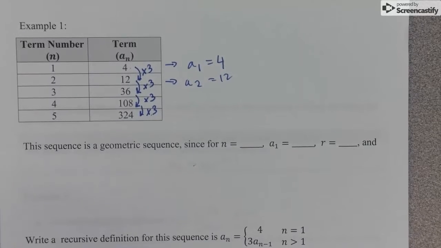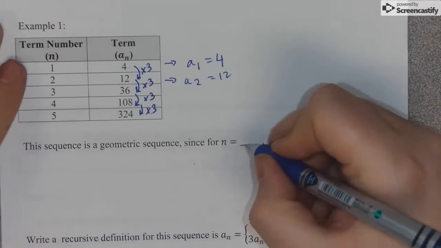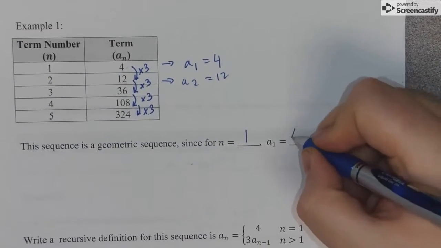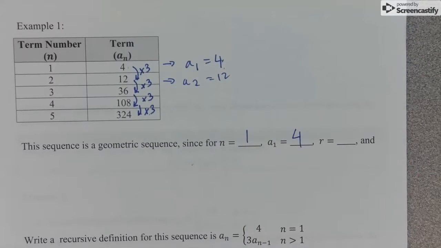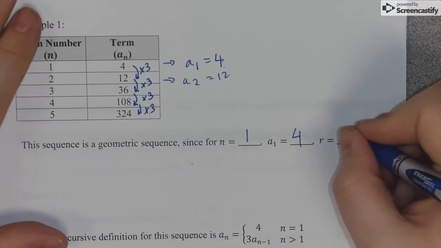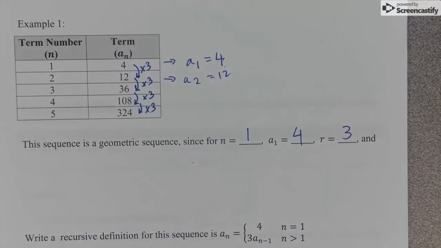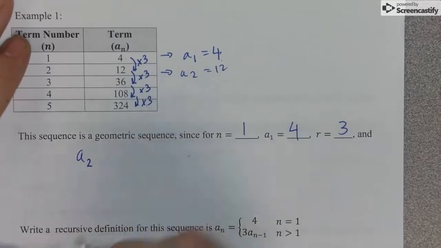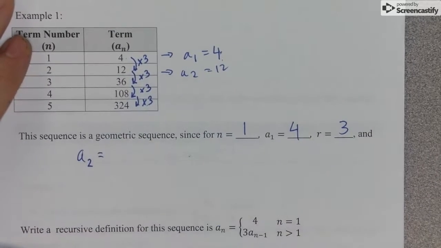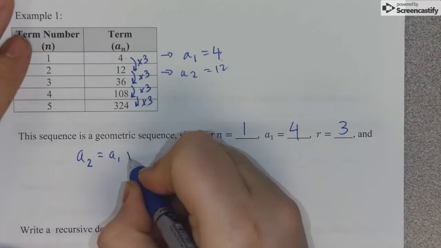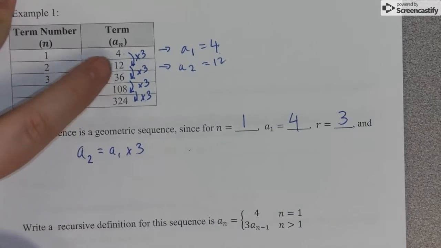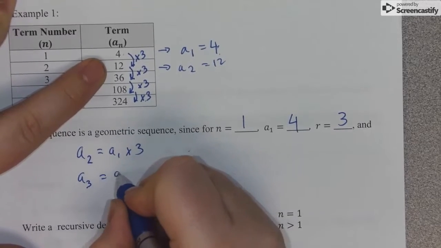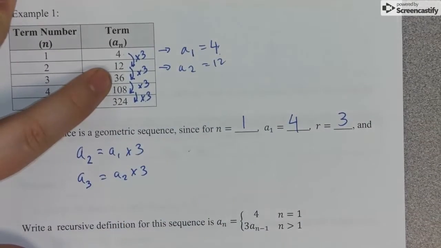So the sequence is a geometric sequence since for n equal to 1, so for our first term, a sub 1 is 4. We identified that right here. And your r, your constant ratio, is 3. So each time you're multiplying by 3. And you have that a sub 2 equals a sub 1 times 3. So 4 times 3 is 12. a sub 3 is a sub 2 times 3, or 12 times 3, which is 36.